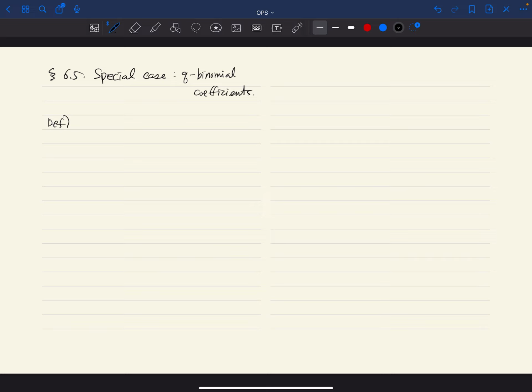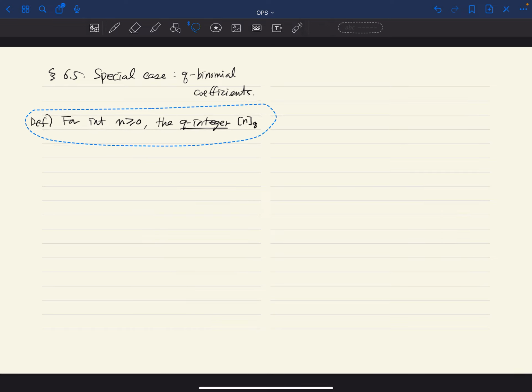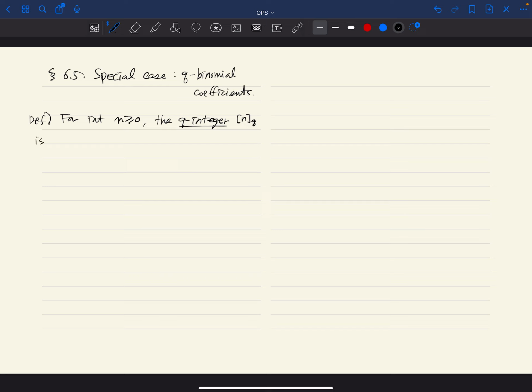But for now, Q is just a parameter, just like X. For some reason, people use Q as a variable. Let me just tell you the basic definitions. For a non-negative integer n, the Q integer, which I denote bracket n sub q, is defined to be equal to 1 minus q to the n over 1 minus q.